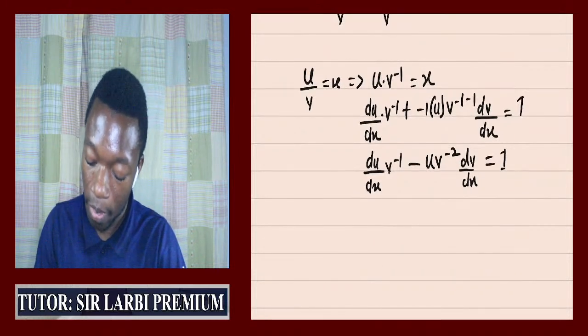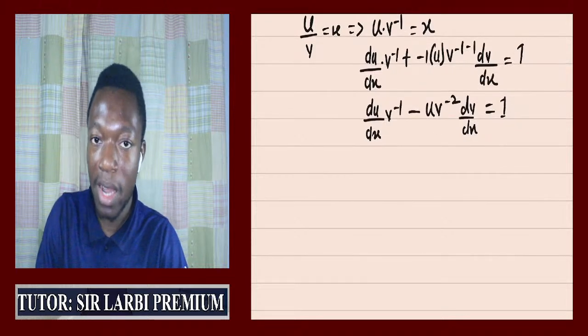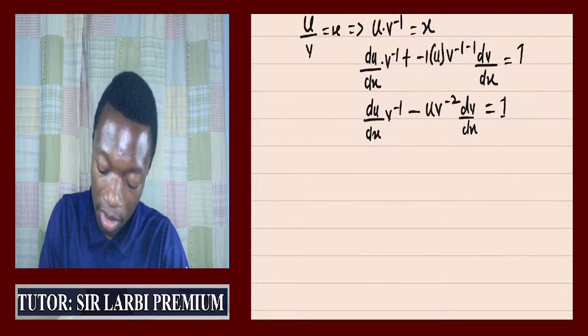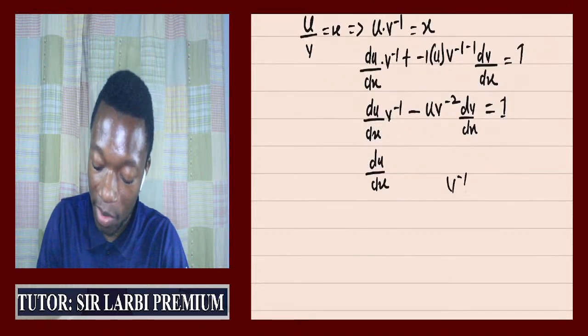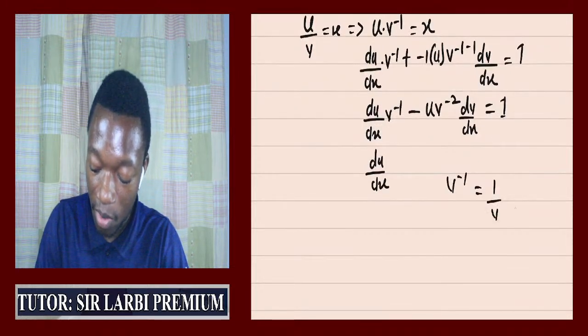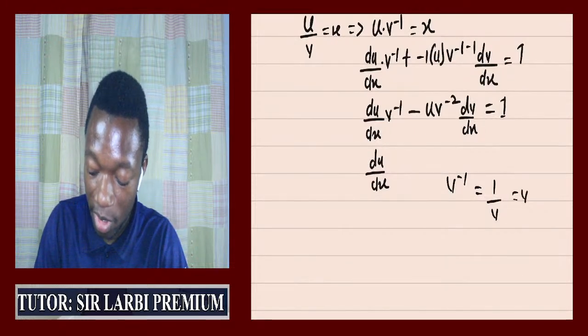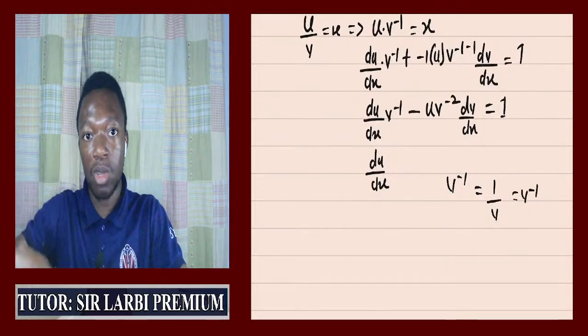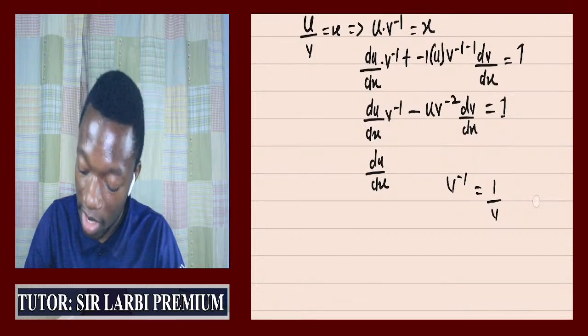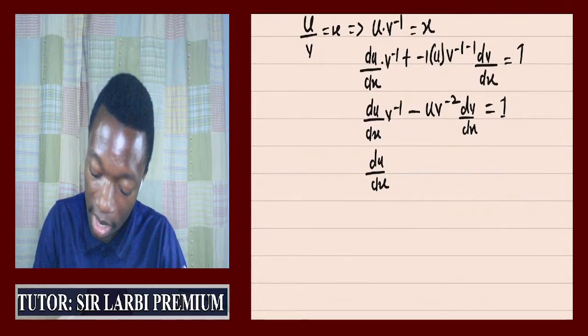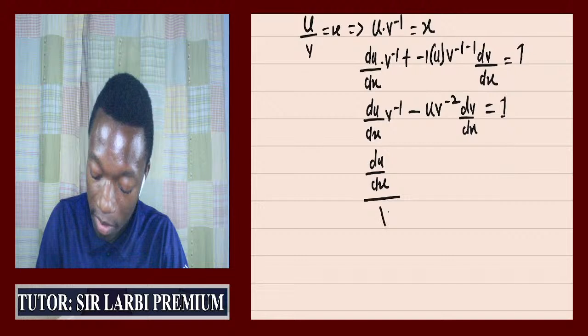Now let's flow. So now we can rewrite it in a better way. We have du over dx. Remember, v to the power negative 1 is the same thing as 1 over v. While we were having 1 over v, we said it should be v to the power negative 1. So we are now bringing it back to its original state. So follow carefully. So we can say that here it is out of v.